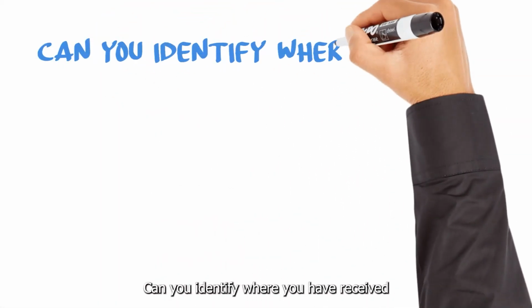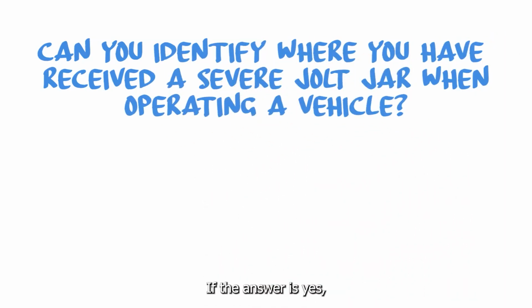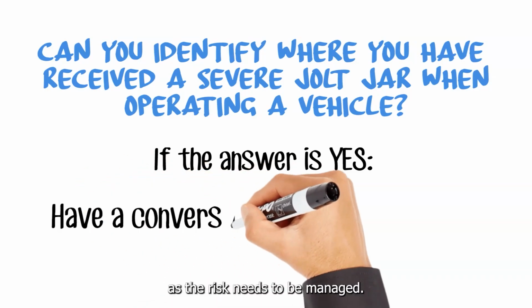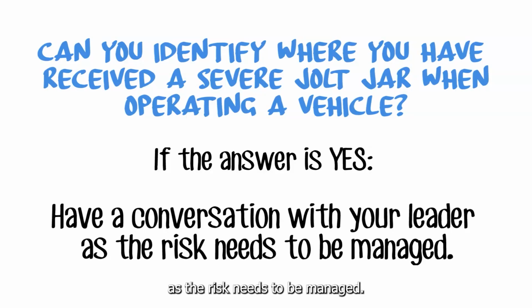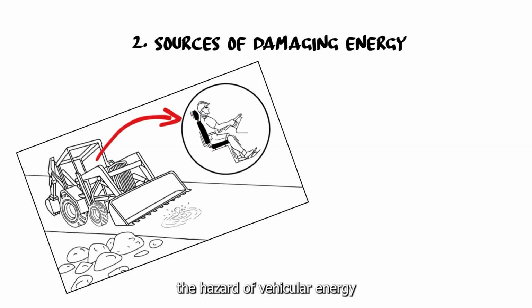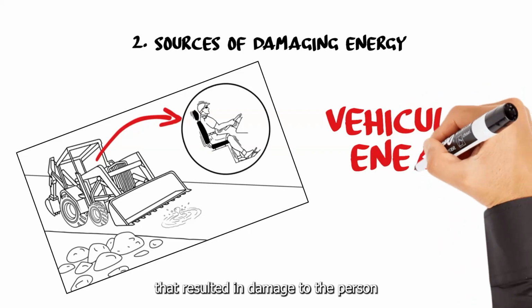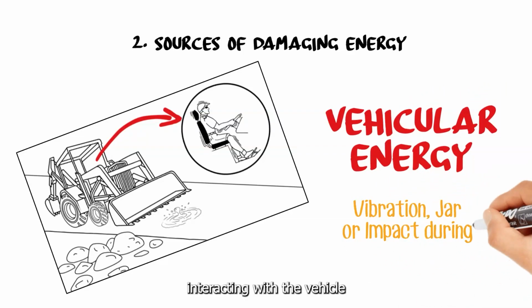Can you identify where you have received a severe jolt or jar when operating a vehicle? If the answer is yes, then a conversation is required with your leader as the risk needs to be managed. In the example just described, the hazard of vehicular energy that resulted in damage to the person was associated with a deteriorated road interacting with the vehicle and the driver.